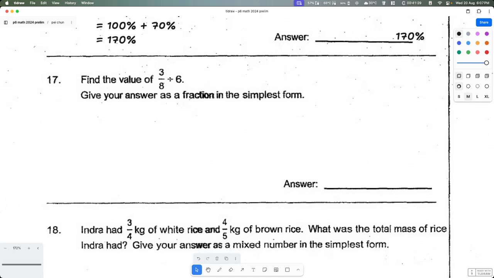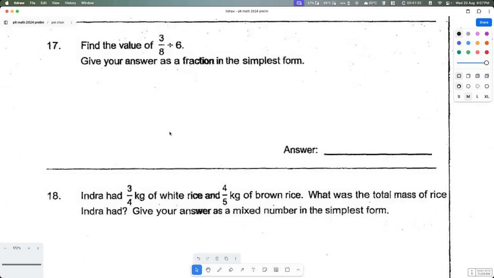Question 17. Find the value of 3 out of 8 divided by 6. Give your answer as a fraction in simplest form. So 3 out of 8, and then we divide by 6. In this case, we can multiply, and 6 will no longer be 6, but it will be 1 over 6. So you flip it whenever you do this.